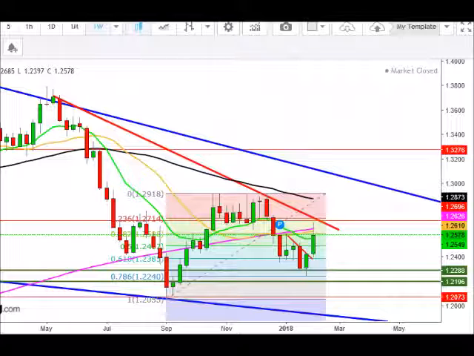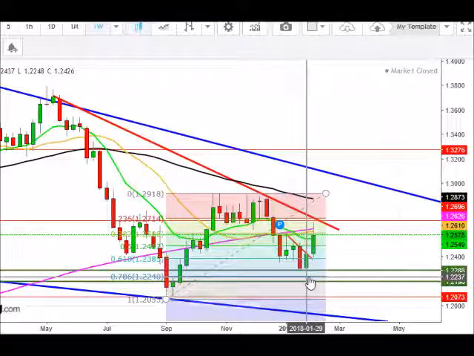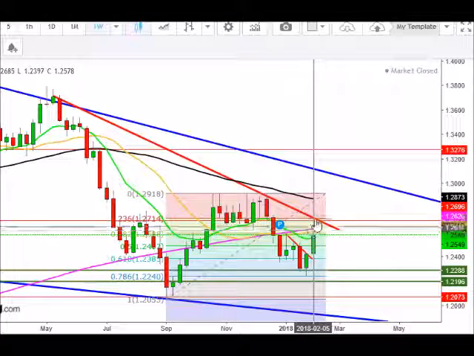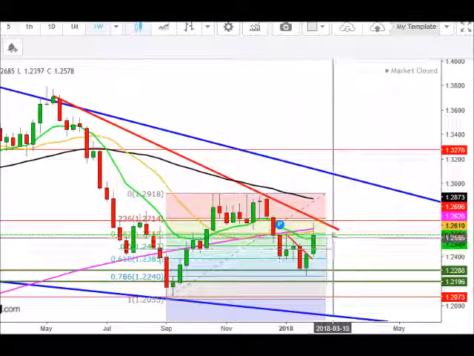Taking a look at the dollar CAD pair, starting it off on the weekly time frame, as you can see we ended up breaking out of the downtrend line here, bouncing off the 786 fib and all the way up to the 23.6. So quite an impressive move back, bumping right back into a major downtrend line here.